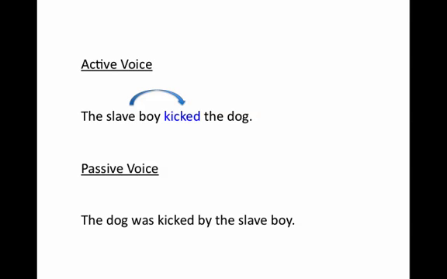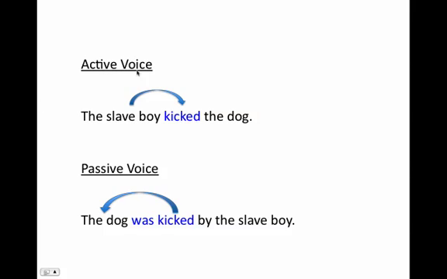However, the passive voice is when the verb is being done to the subject instead. So in this sentence, the dog was kicked by the slave boy. Our verb, was kicked, is being done to the dog. This is the difference between the active and passive voice.